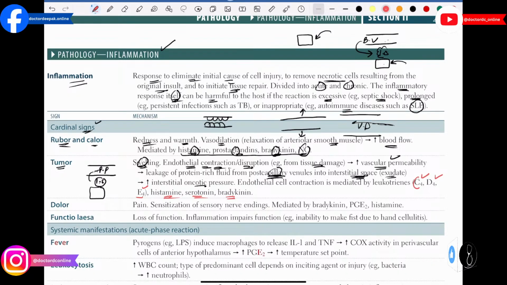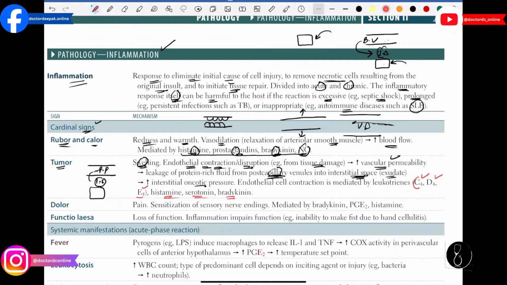In the blood vessel we have the endothelial cell, and these endothelial cells are going to be contracted or disrupted by these mediators. When the endothelial cells are contracted or disrupted, the inflammatory cells, the plasma protein, and the fluid are going to leak into the interstitial space. So when the fluid that is rich in protein, which is also called exudative, accumulates in the interstitial space, that will lead to increased oncotic pressure.